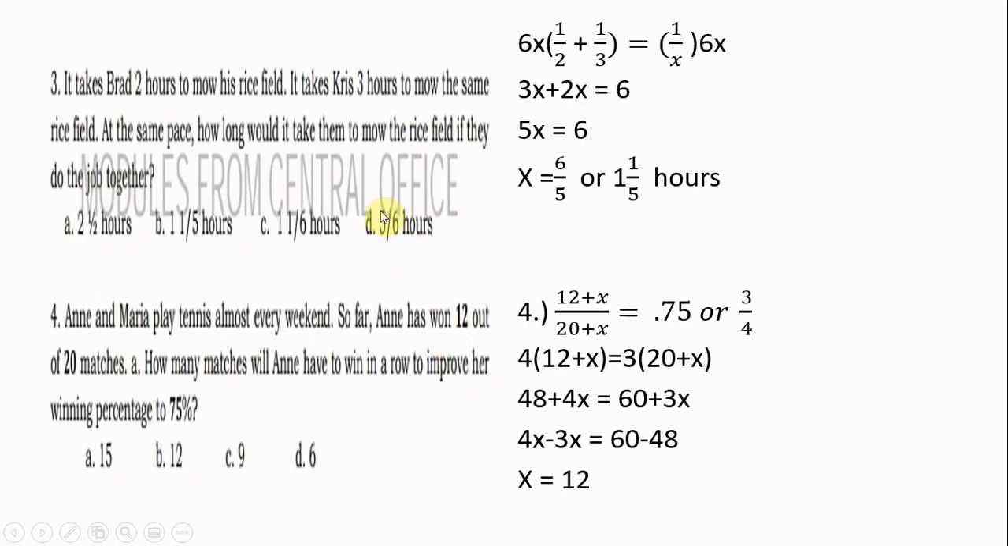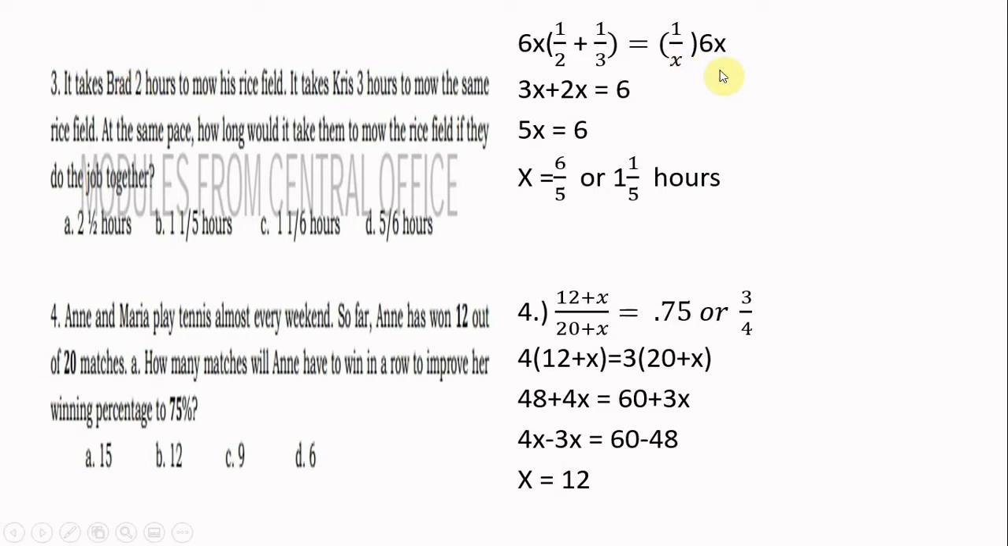Okay, next. If it takes Brad 2 hours to mow his rice field, it takes Chris 3 hours to mow the same rice field. At the same pace, how long will it take them to mow the rice field if they do the job all together? So they are together. Now, to solve this one, we will be having the part of the job done by Brad plus the part of the job done by Chris. So the part of the job done by Brad is 1/2 and the part of the job done by Chris is 1/3. Now, that is equal to the part of the job finished in a certain number of hours, 1 over x.